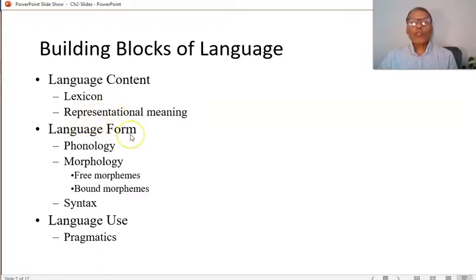Then language form, the structure that gives language its form, consists of phonology, which is the sounds of the language, morphology, word formation and how to form syllables and words, and syntax. So morphology, in terms of morphology, we study 2 different aspects.